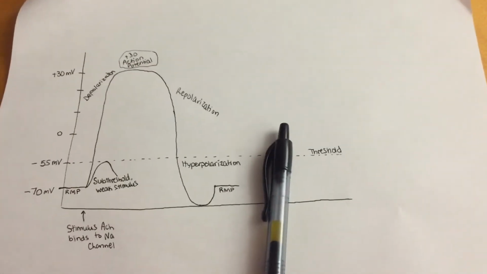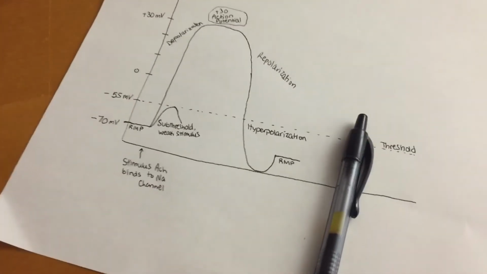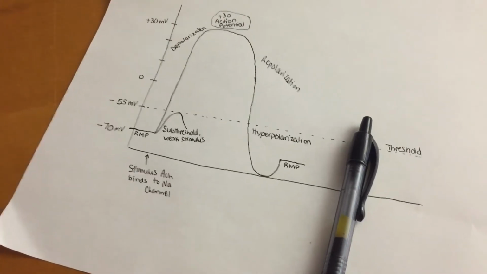So, what is resting membrane potential? Is it negative 70 millivolts? Yeah. Yep. So what's action potential? It's 30 millivolts. Yep.